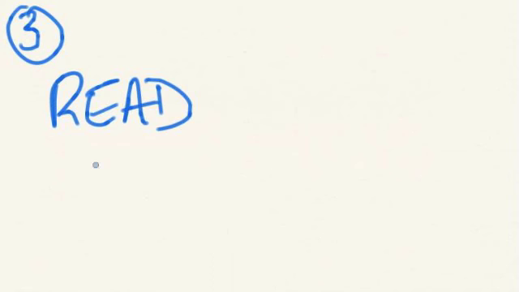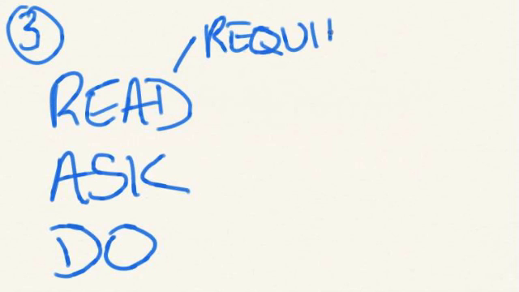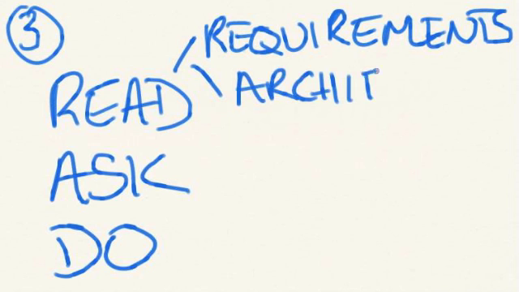So how do I model? I use three ways. I read, I ask, and I do. I do a lot of reading. I read as much as I can about the product and about the intent of the product. Examples of documents might be requirements, but there's more. There's architecture, and there's a lot of secondary documents like user manuals that are incredibly helpful to understanding what the intent of the product is.